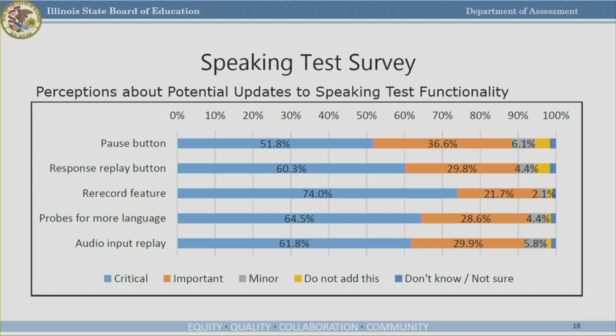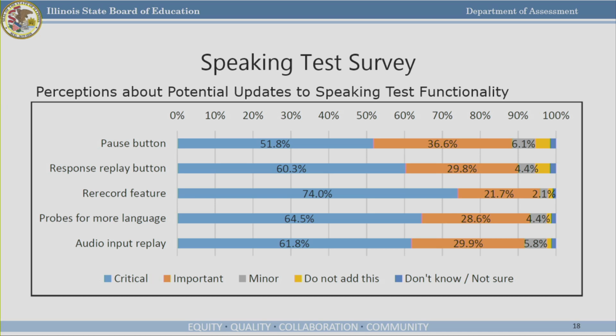This is from the speaking test survey, just one little piece of it. The report is actually quite long, but these are perceptions that people shared in reaction to these 5 possible modifications that WIDA could make. The blue bar there means the respondents felt it was critically important to make this change to the test. And then that next bar, that darker one, means the respondents felt it was important.